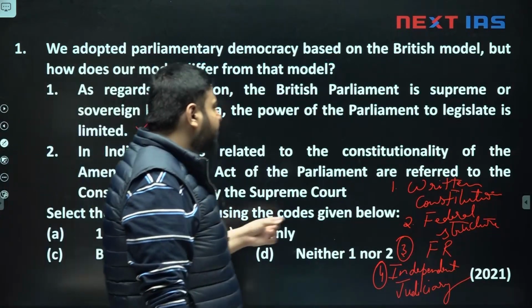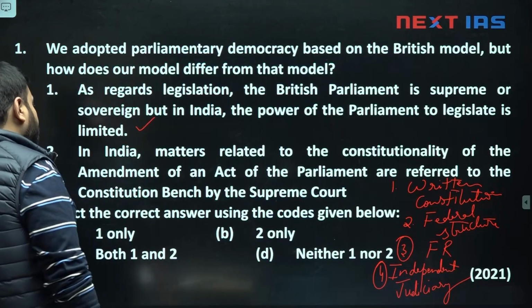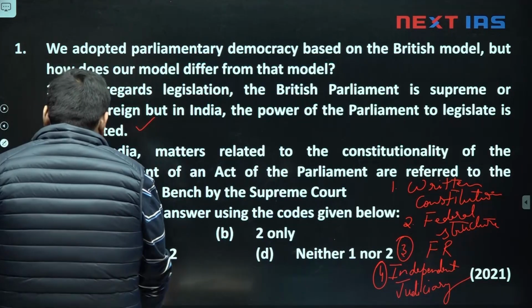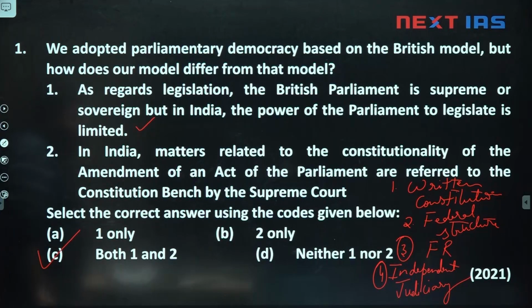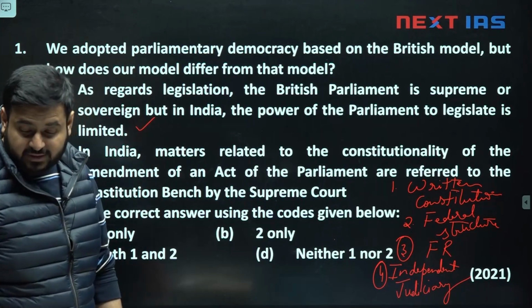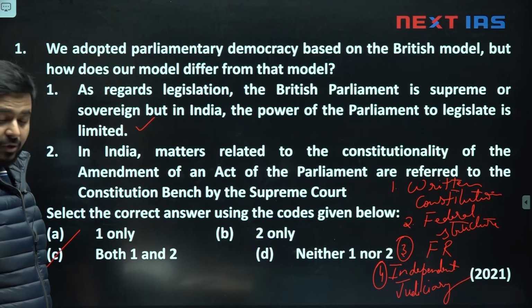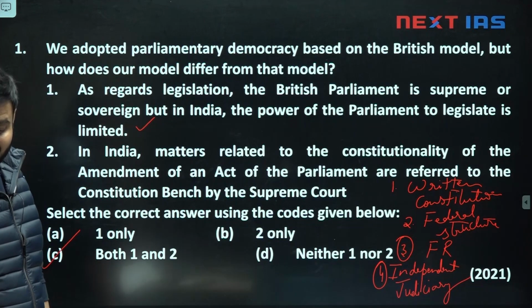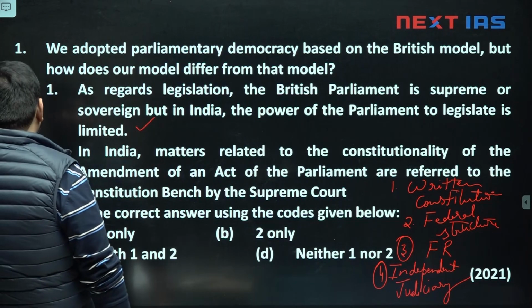In India, matters related to the constitutionality of the amendment of an act of the Parliament are referred to the Constitution bench by the Supreme Court. Yes, it is also correct. There is a Supreme Court bench of minimum 5 judges. Whenever there is a bench of minimum 5 judges, it is called a constitution bench. So the answer to this question will be C, both correct. Okay, so the answer will be both correct. Now the next question.